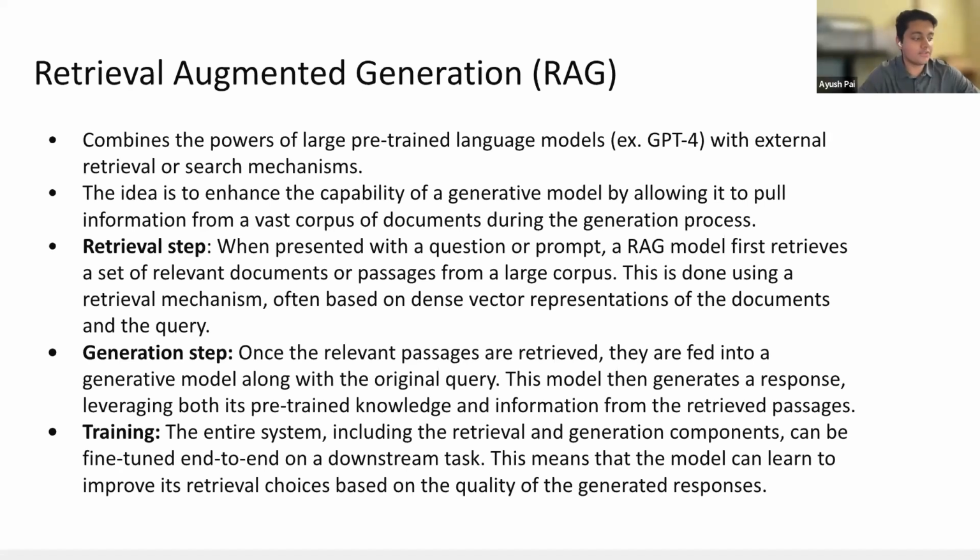The second step is the generative step. Once the relevant passages and text have been retrieved from your vector database, or your vector embeddings, you feed that into the generative model along with the original query.